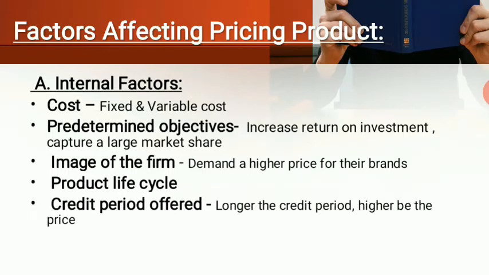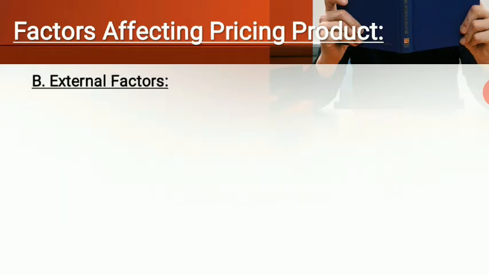Next is credit period offered. The pricing of the products is also affected by the credit period offered by the company. The longer the credit period, the higher may be the price, and the shorter the credit period, the lower may be the price of the product. Next factor of pricing is external factor.